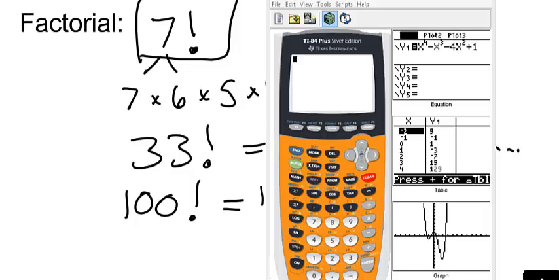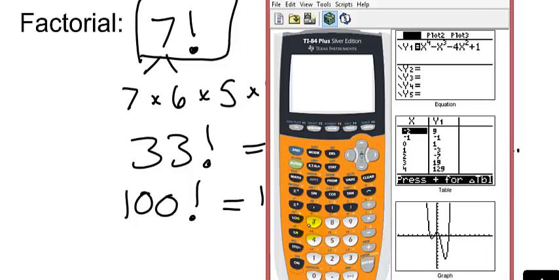Rather than doing it by hand, I'm going to press 7. Then I'm going to press math. I'm going to go over to probability. And then my factorial is number 4. And then press enter. So if I were to multiply 7 times 6 times 5 times 4 times 3 times 2 times 1, I get 5,040.